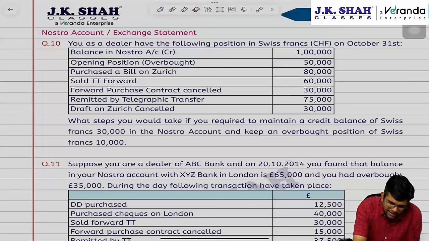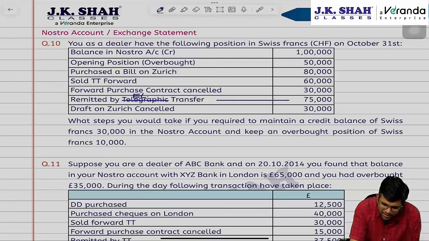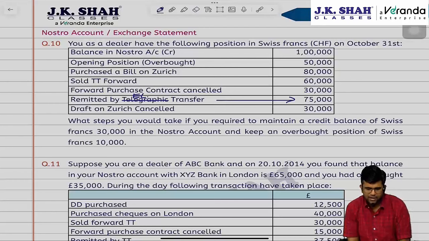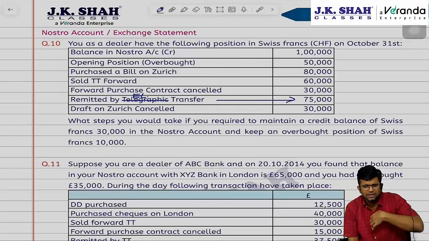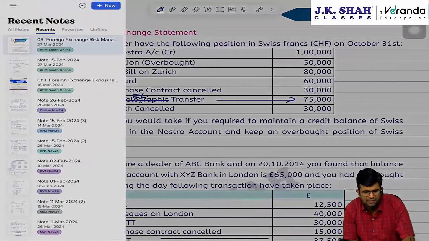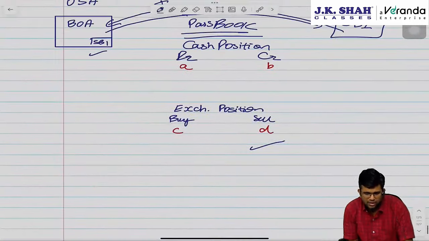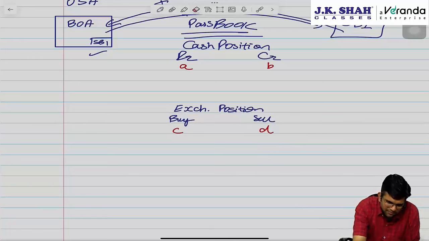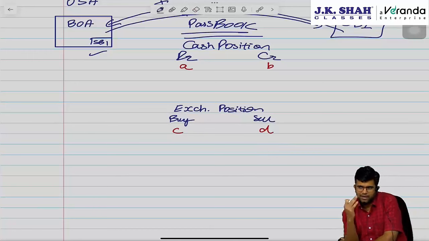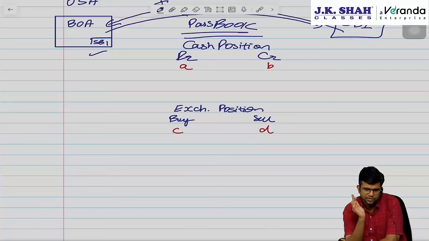Remitted by telegraphic transfer. In today's language, you consider this to be electronic transfer. Remitted by electronic transfer. Take your time. You are saying that I just did one online transaction, 75,000 Swiss francs. I just remitted to somebody. Use your brains, tell me where will I show? I remitted by electronic transfer 75,000. Where will you show?